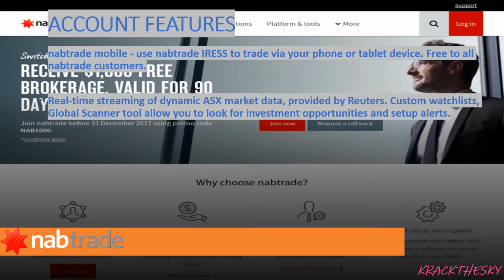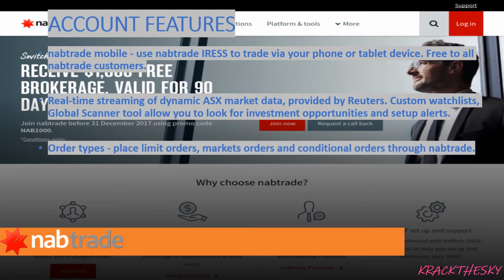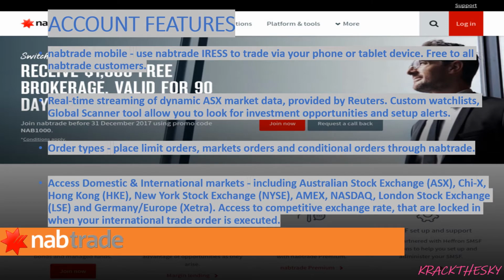You can make up your custom watch lists. Also you've got Global Scanner, and that allows you to look for investment opportunities and set up alerts. I've got different scans set up in my account, and that's just handy for looking at different companies and trying to work out if there's any value in some companies that you've got your eye on. There's a few different order types. You can place a limit order, market order, or conditional orders through NABtrade. You've got access to the domestic and international markets like we touched on before.